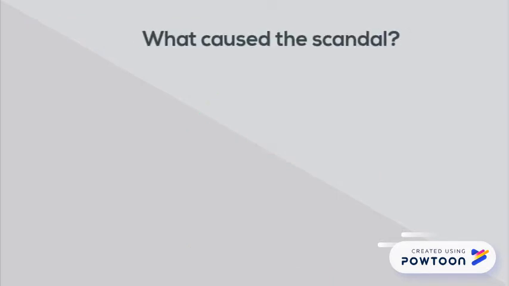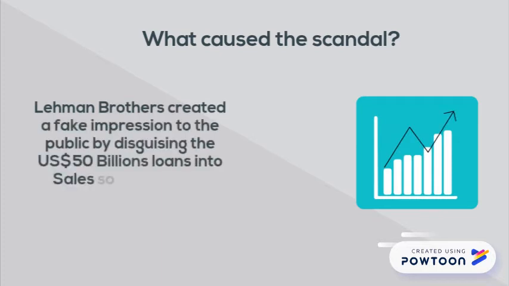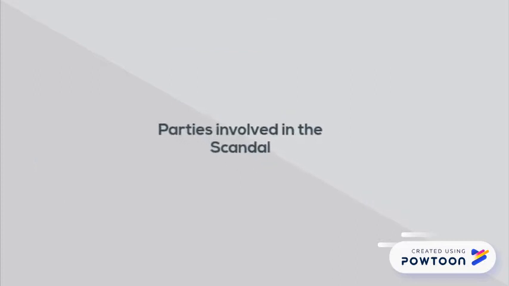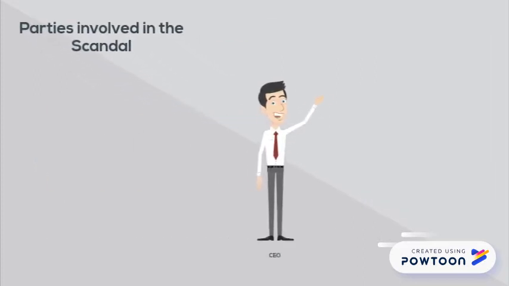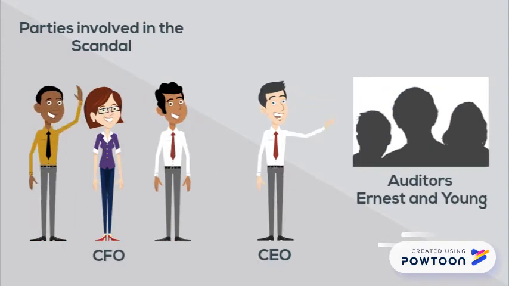What caused the scandals? Lehman Brothers created a false impression to the public by disguising the US $50 billion loans into shares so as to exhibit healthier books. The parties involved in the scandals are CEO, CFO, and auditor from Ernst & Young.